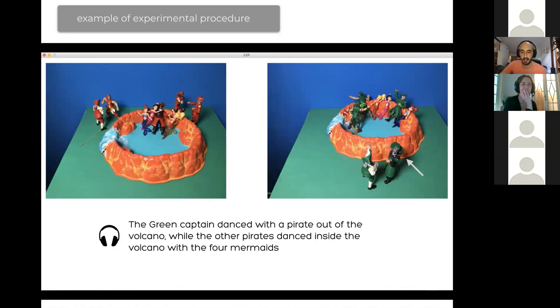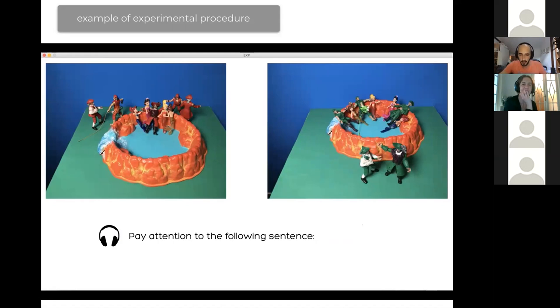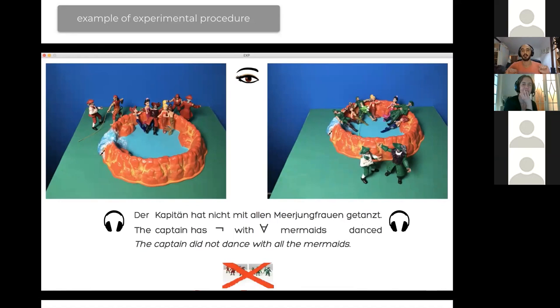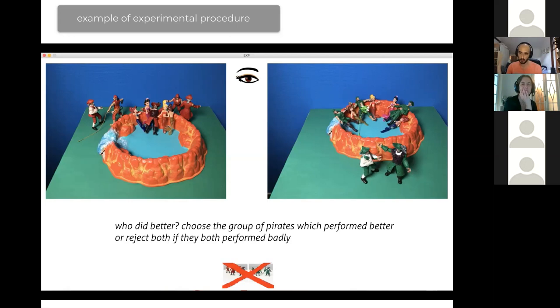After having seen the videos, you were asked to pay attention to the following sentence. The sentence could be, for instance, the captain did not dance with all of the mermaids. This sentence is false in the left scenario because there he is dancing with all of the mermaids. Whereas it can be true in the right scenario if you do not derive the implicature, because he danced with no mermaids at all. Right, so the task for children was to tell which group performed better given the sentence they heard.